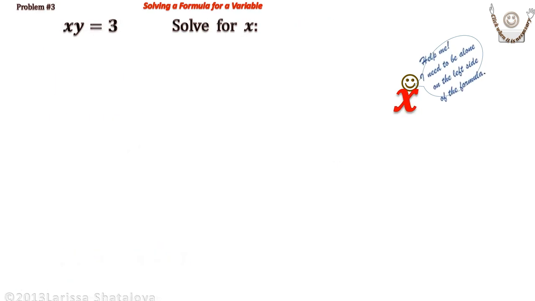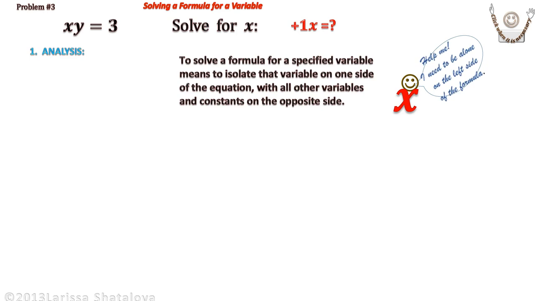Next example. X times y, or we can say positive 1x times positive 1y equals 3. And we have request solve for x. That means that we have to rewrite this equation as positive 1x equal, or x equal. We are ready for analysis. To solve a formula for specified variable means to isolate that variable on one side of the equation with all other variables and constants on the opposite side.